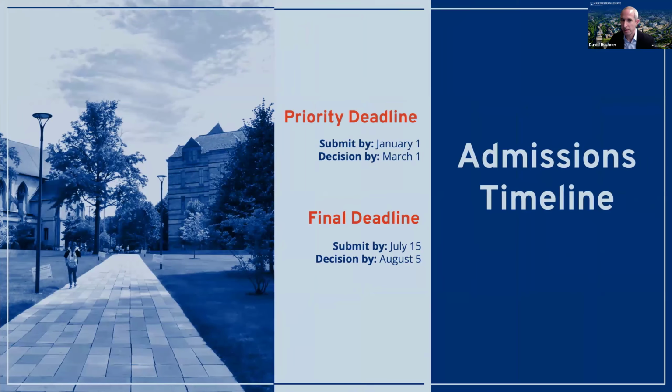Admission timeline. We've already passed the priority deadline here, which was on January 1st. The next deadline coming up is July 15th. And it says here that if you apply by July 15th, you'll get a decision by August 5th. We've been operating more on a rolling admission basis. So if you submit your application tomorrow, it's not going to sit there until July and you won't hear until August.